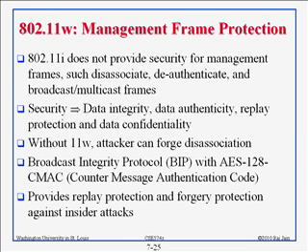Without 11w, attackers can forge disassociation. This was one of the common attacks: you could just send a message saying, okay, I want to go, and then you are gone. Somebody else could send it on your behalf, and then you are gone. Broadcast integrity protection uses a standard called AES-128 CMAC. The whole thing is a standard name. That is the encryption standard with which they protect the broadcast. So when you get a broadcast, you know it is coming from a station, and you can authenticate that. It provides replay protection and forgery protection against insider attacks.